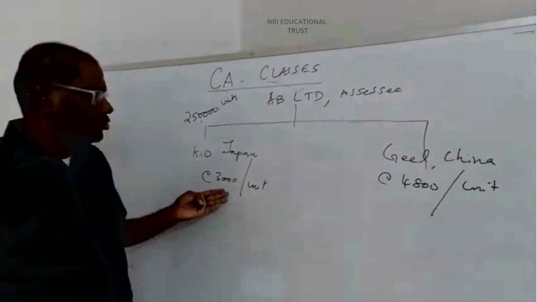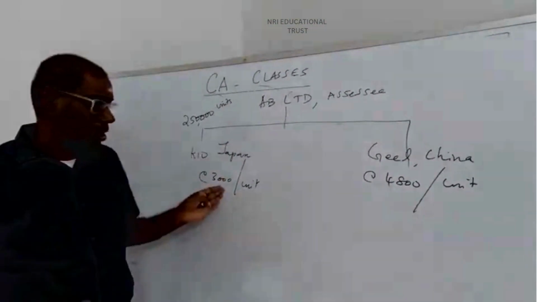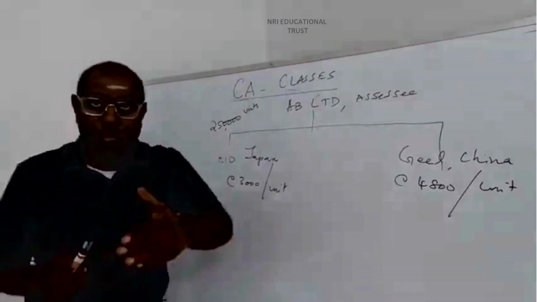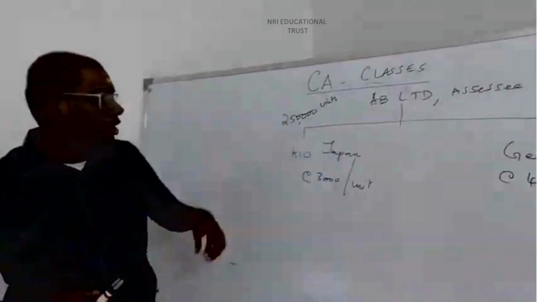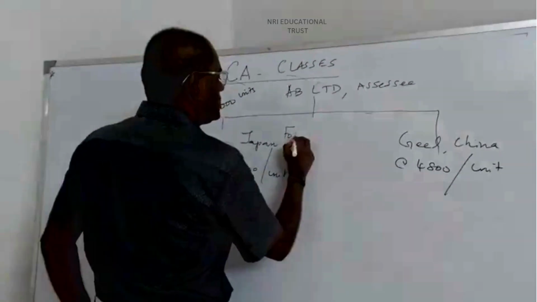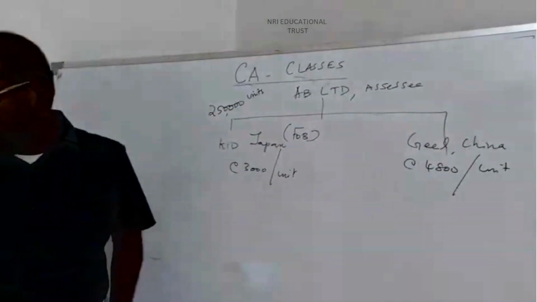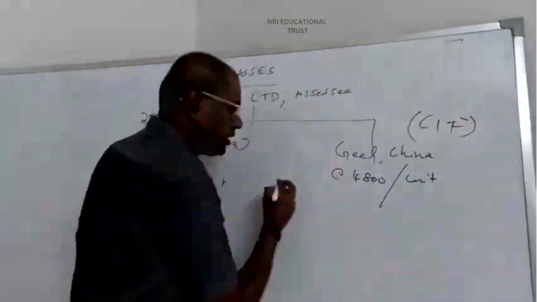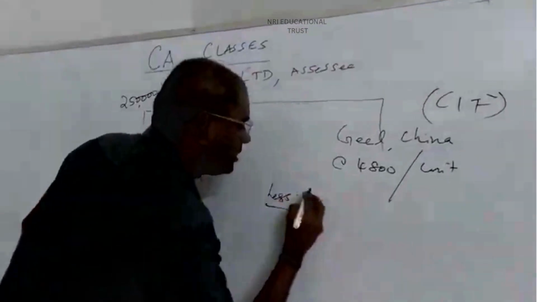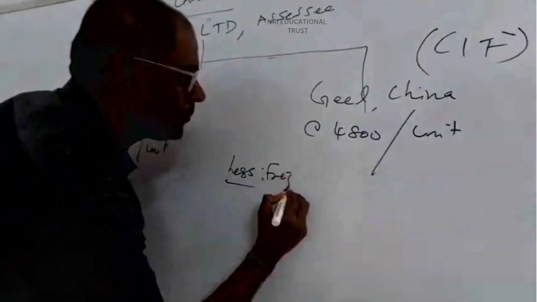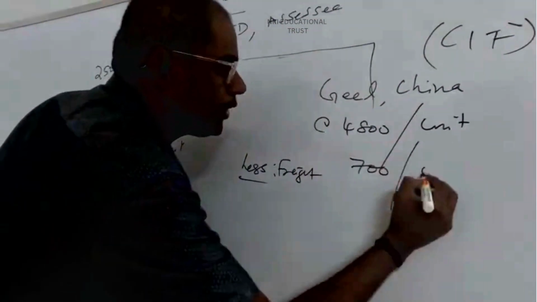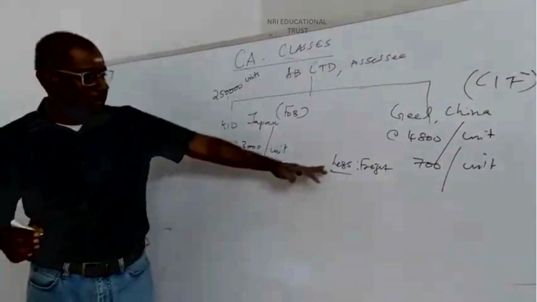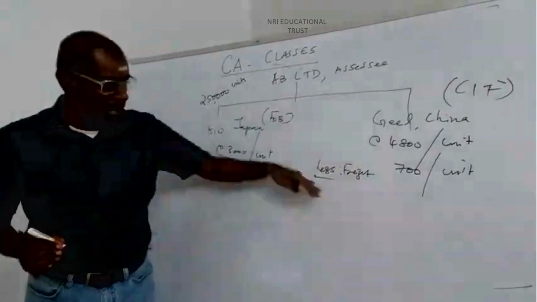Straight away we will come to the conclusion that this is not at arm's length. But there are some functional differences which are given in the problem. I will read it now. Sales to Kio are on FOB basis, whereas Geel is on CIF basis. So first functional difference, so I will adjust the price. Freight adjustment 700 per unit given in the problem. So freight here FOB, here CIF adjusted.